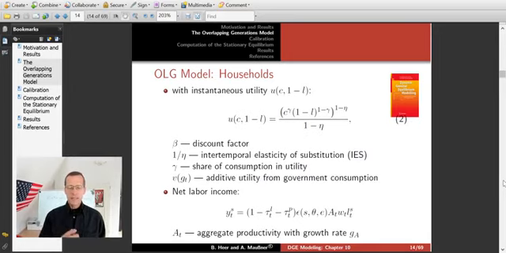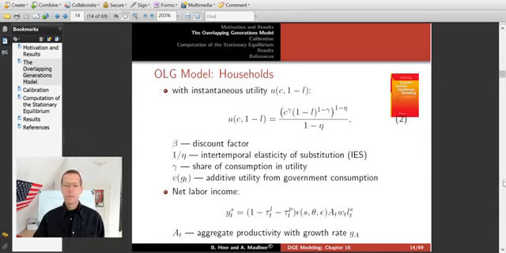Our net labor income, Y, is wage income times what's left after taxes. So we have 2 taxes here: tau L is the wage tax and tau P is the pension contribution rate. And the wage rate W per efficiency unit times the labor supply times the productivity of the worker is our labor income.